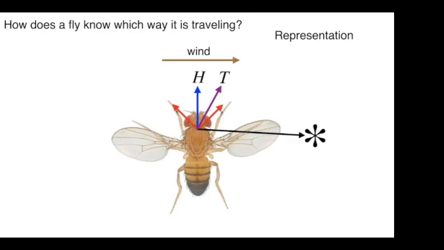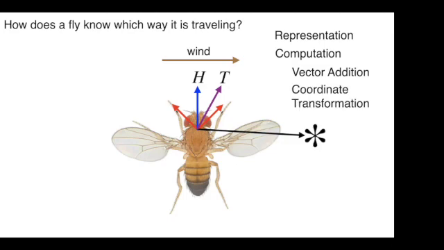So this is a problem in representation. How are these angles represented in the brain of the fly? But it's also in computation. Traveling direction has to be computed, and that involves vector addition of these red vectors, or the motion projected onto those red vectors. And it also requires a coordinate transformation from the coordinates of the fly's body to the coordinates of the world around. So I'm going to tell you in great detail how this works in the fly.